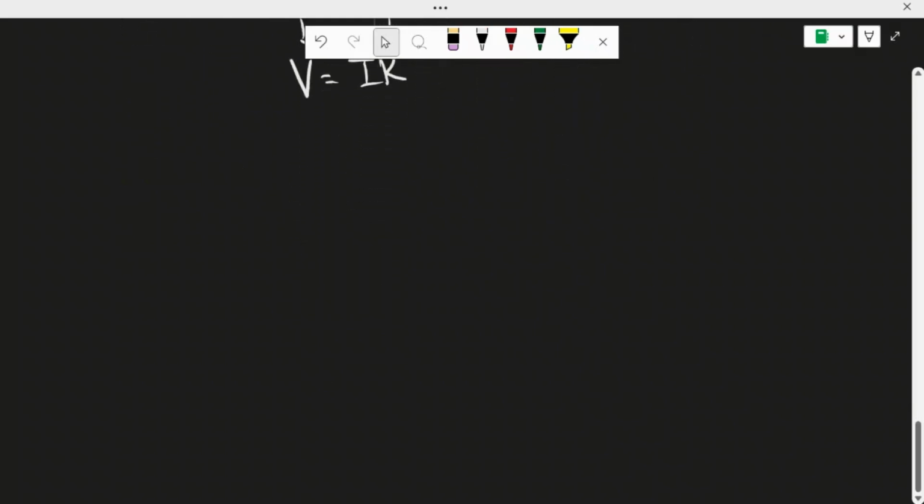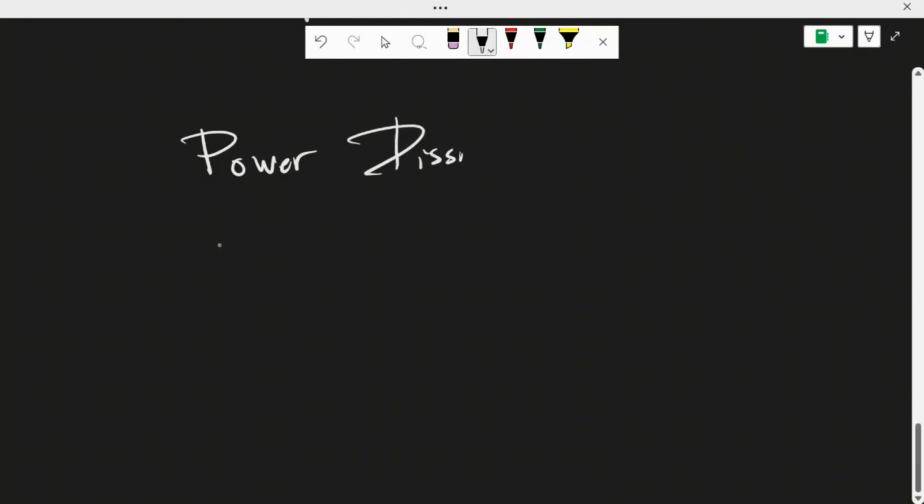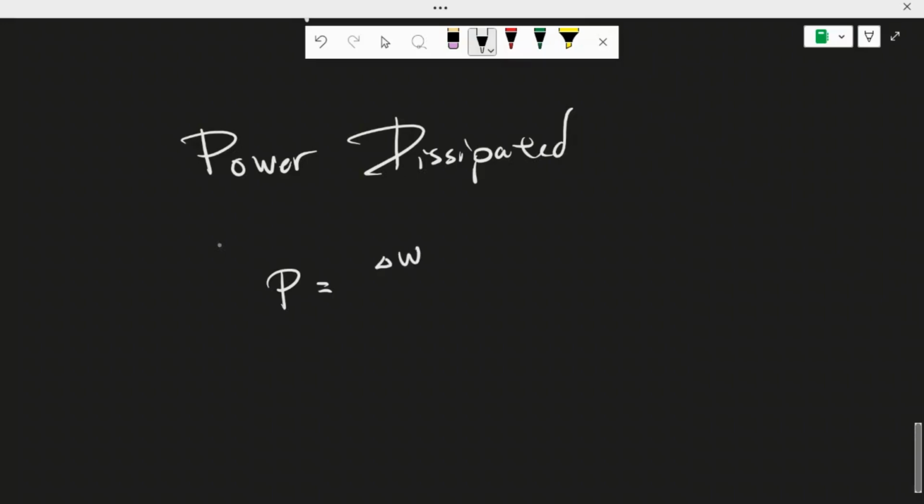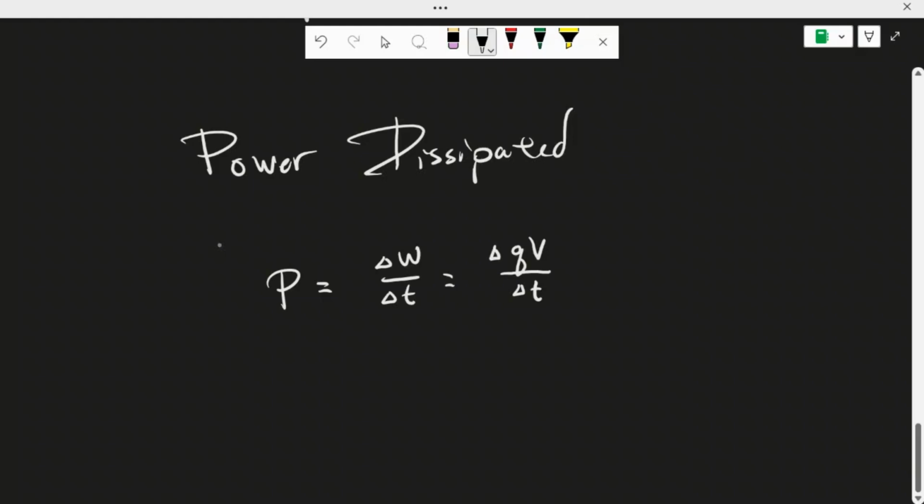Okay, so the last thing to look at is power dissipation. All right, so we know that the power is the change in work over the change in time. This is old. This is from APC, mechanics. So this is from mechanics. So we know that. And we know that the work done by the electric force is QV and delta T, right? So delta QV, delta T.